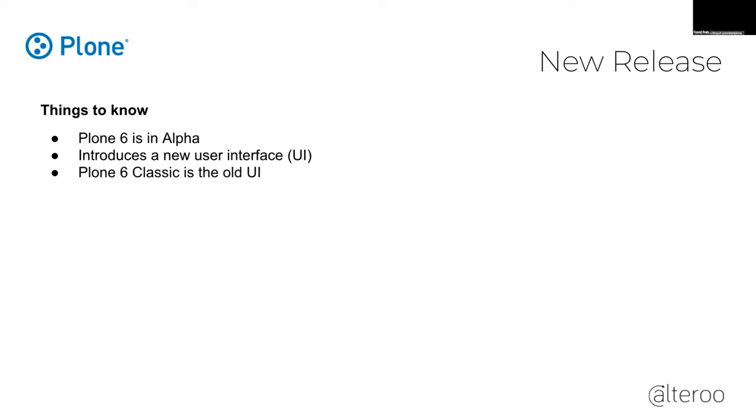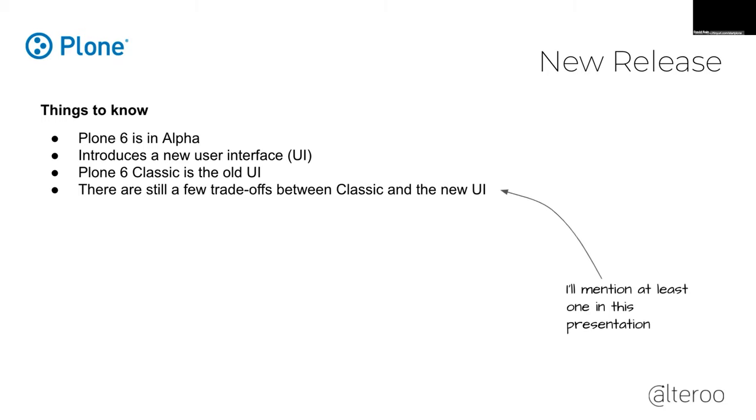The Plone 6 frontend also provides something called Plone 6 Classic. This is the older user interface, and if you are an organization that has invested in Plone and want to continue using the older interface, you can still upgrade to Plone 6 and continue to use Plone Classic. There's some trade-offs between Classic and the new user interface, and hopefully at least one of those things I'll mention later on in this presentation.